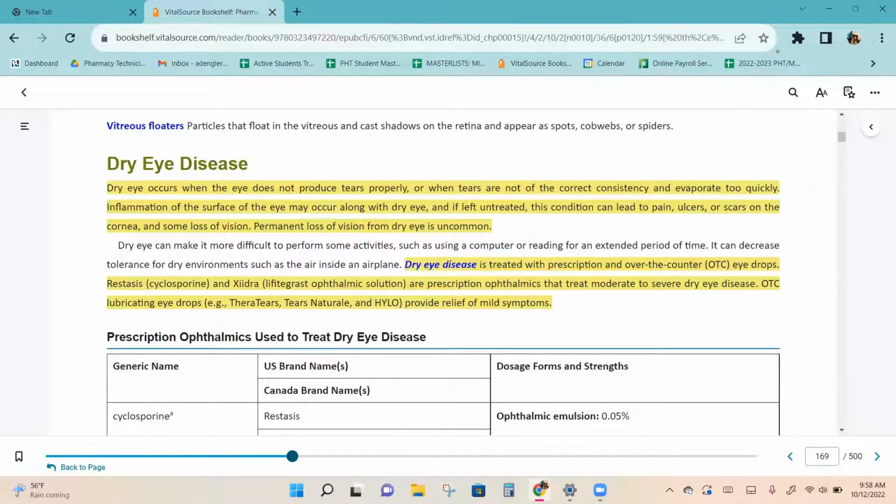Dry eye occurs when the eyes do not produce tears properly or when tears are not of the correct consistency and evaporate too quickly. Inflammation of the surface of the eye may occur along with dry eye, and if left untreated, this condition can lead to pain, ulcers, or scars on the cornea and some loss of vision. Permanent loss of vision from dry eye is uncommon.